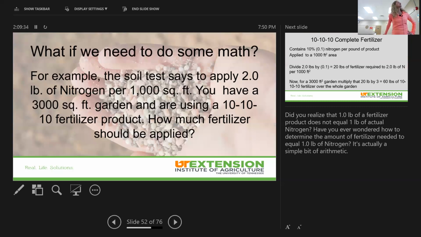Oh no, the math. Okay. All right, so if your soil test says to apply 2 pounds of nitrogen per 1,000 square feet, and you have a 3,000 square foot garden, and you're using a 10-10-10 fertilizer product, how much fertilizer should be applied?